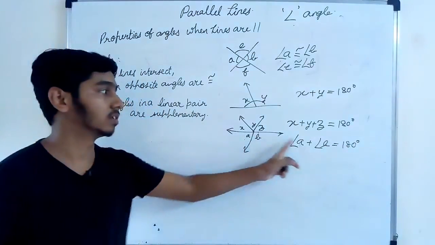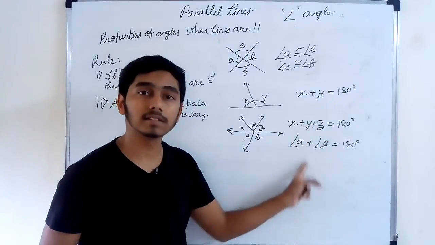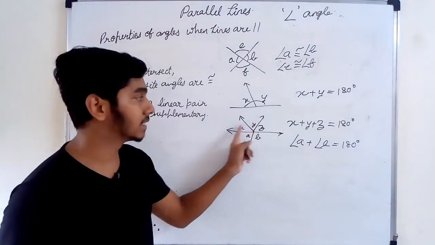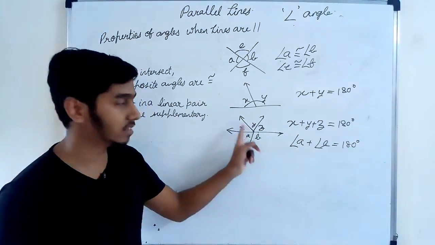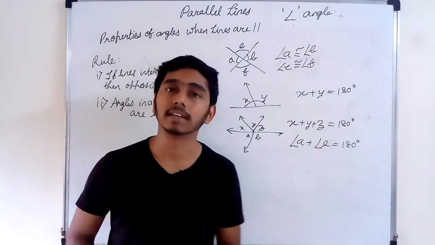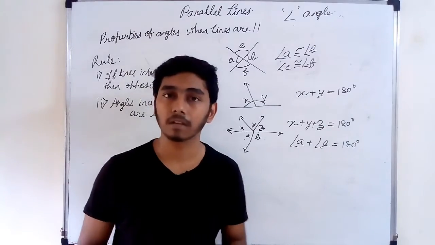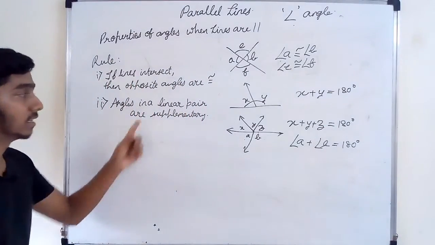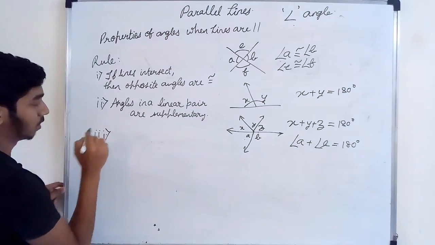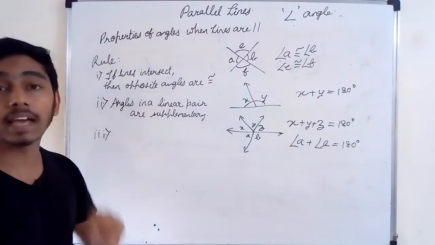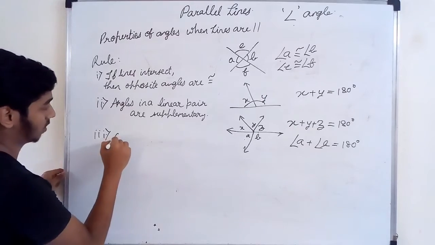Okay, so this is what angles in linear pair is. Whatever angles are there in a line like this, any number of divisions, the sum of them is 180 degree, meaning supplementary. Okay, so that is angles in linear pair. Let's see the third condition now. Now this is corresponding angles are congruent.